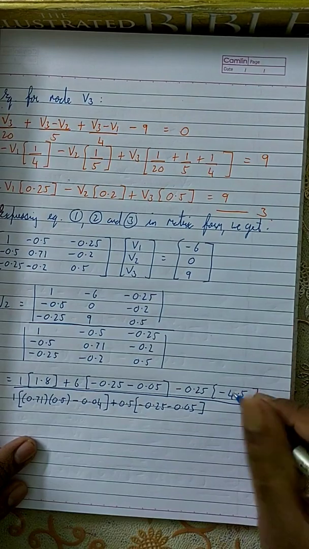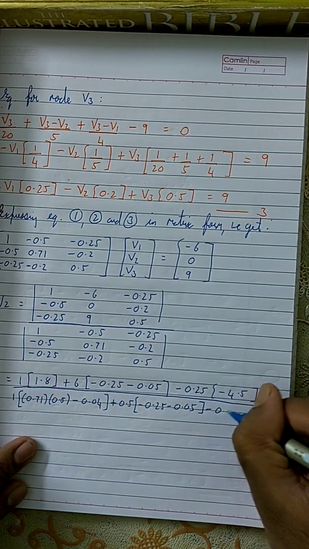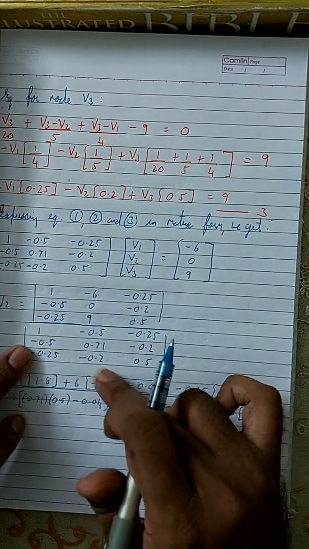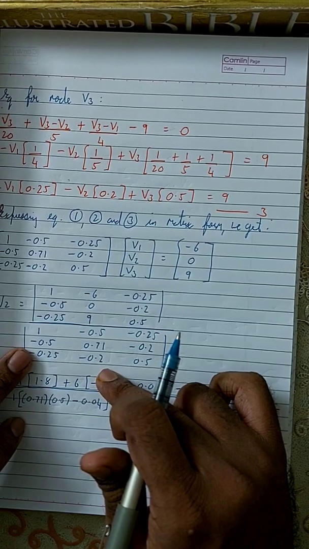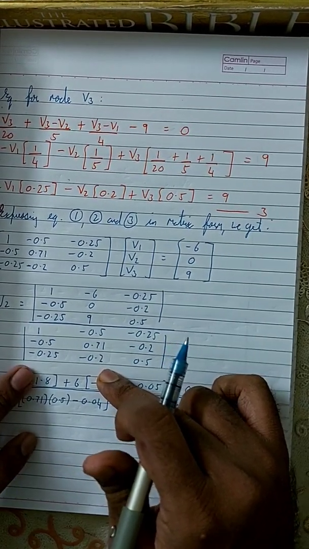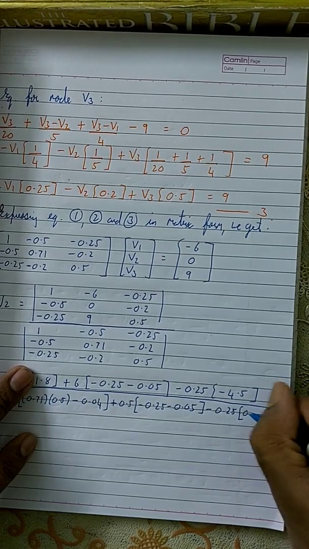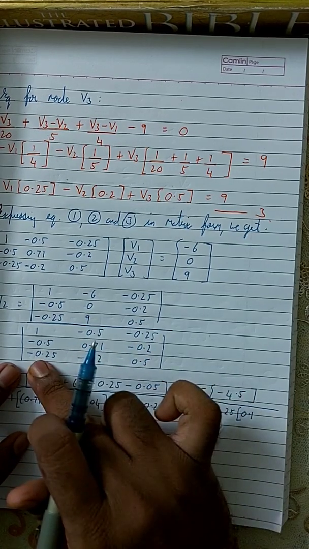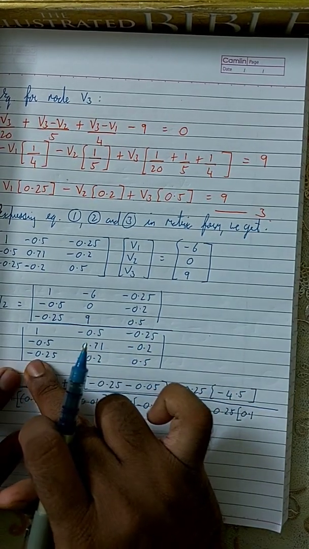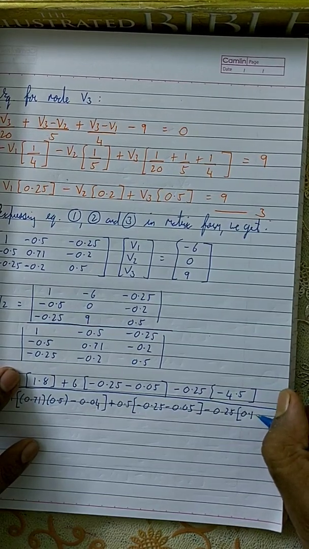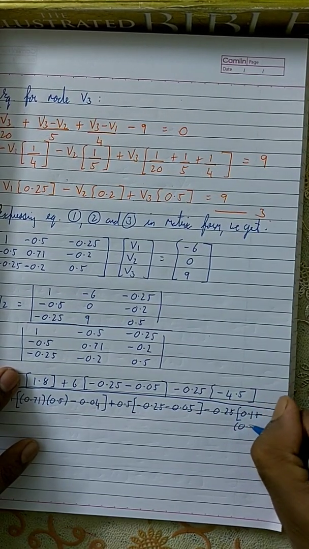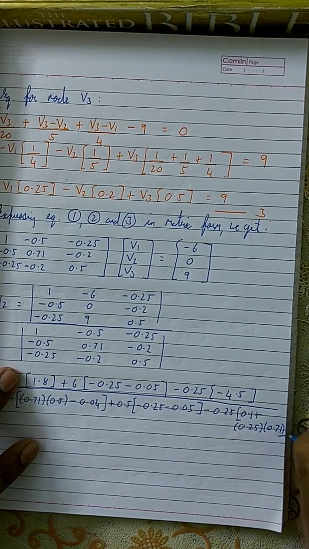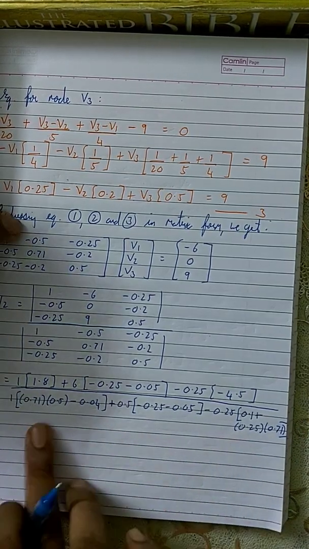Now third term is minus 0.25, right? So minus 0.25 into minus 0.25 into, this is 0.5 into 0.2, which with two decimal places is 0.1. So this is 0.1, and this will become 0.1 plus 0, minus becomes plus, right? So it's plus 0.25 into 0.71. Close the bracket and close the bracket again. So this is the numerator term.